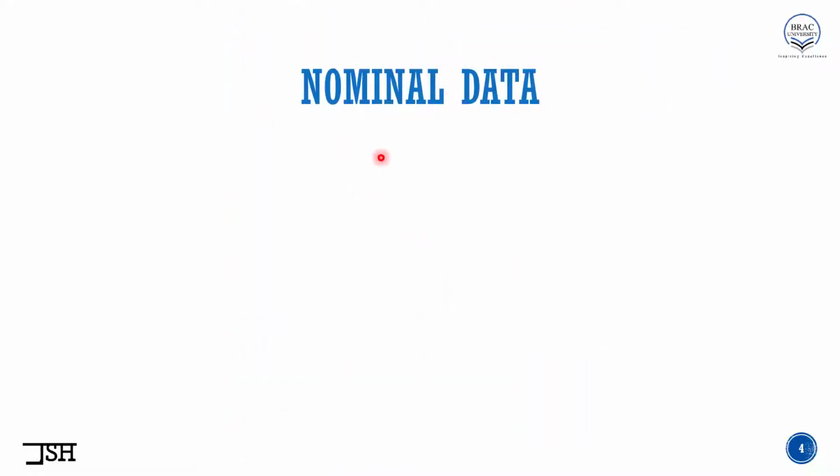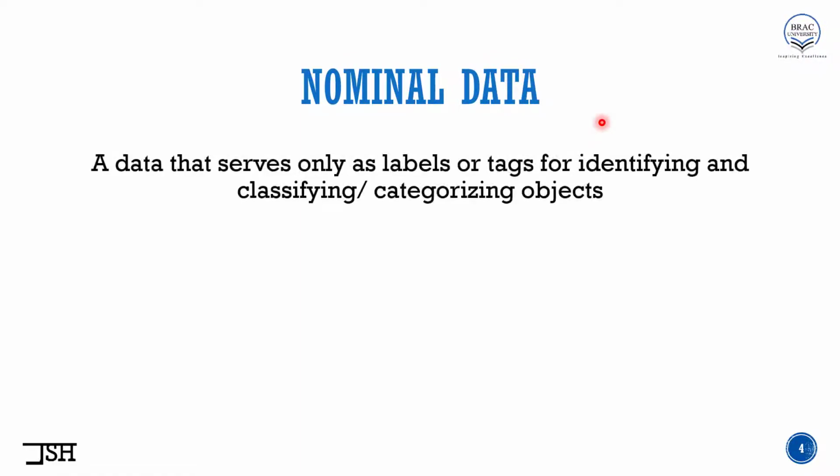So the first type of data, nominal data. Let's take a look at the definition first. A data that serves only as labels or tags for identifying and classifying or categorizing objects. Trust me, it is a very simple concept. This is the easiest one of all of the four different types of data. So the definition might look a little bit complicated, but trust me, it's very easy to understand.